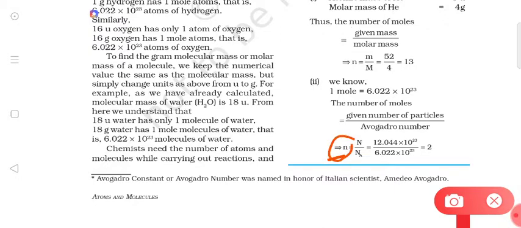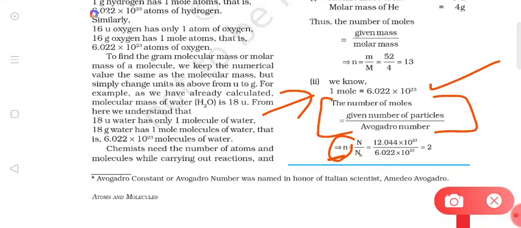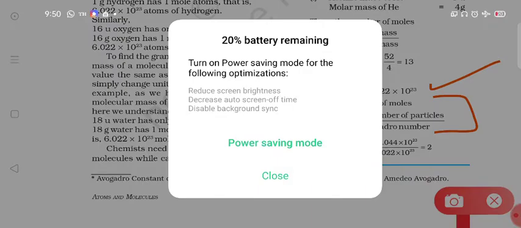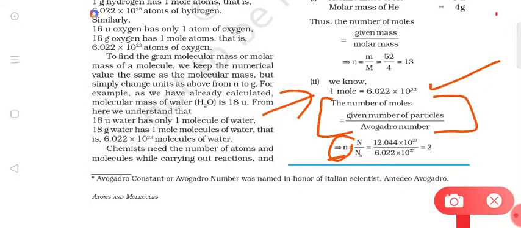Here you can see the total number of atoms is given, and the number of atoms in 1 mole we already know. We know that 1 mole contains this much number of atoms. So we will use this formula: the number of moles is equal to the given number of particles divided by Avogadro's number, and you know that Avogadro's number represents the number of particles in 1 mole. So small n is equal to capital N upon Na, that is Avogadro's number.